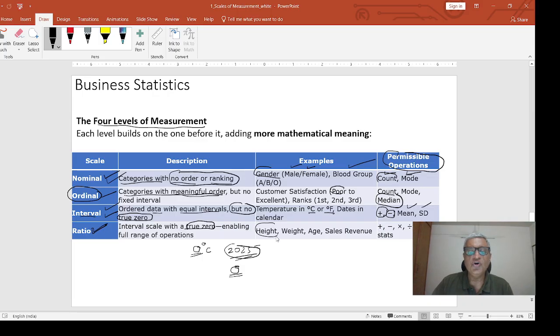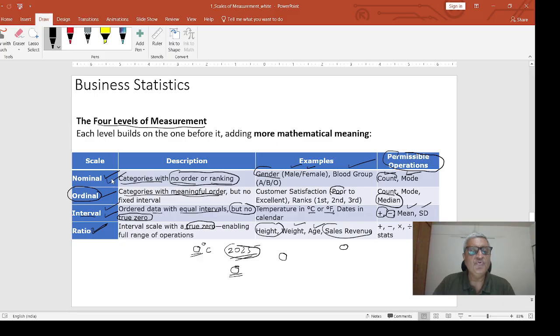So height can be zero, right? Somebody somewhere just doesn't have any height, so that's zero. If something is empty, it doesn't carry any weight, so it is zero. An unborn baby's age is zero. Sales revenue, yes, it can be zero. Nothing got sold, so it can be zero, right? So these are of type ratio.